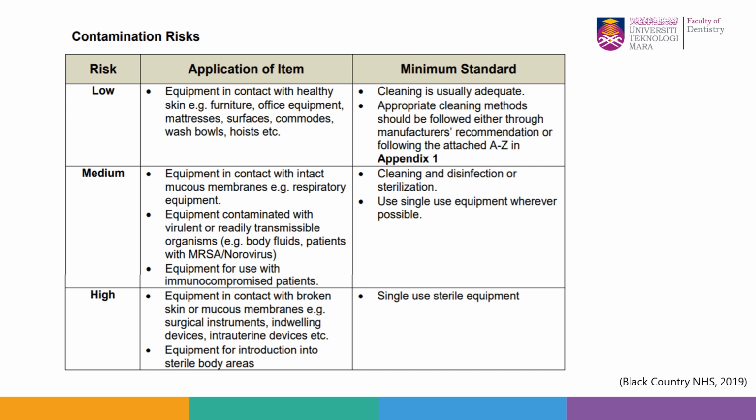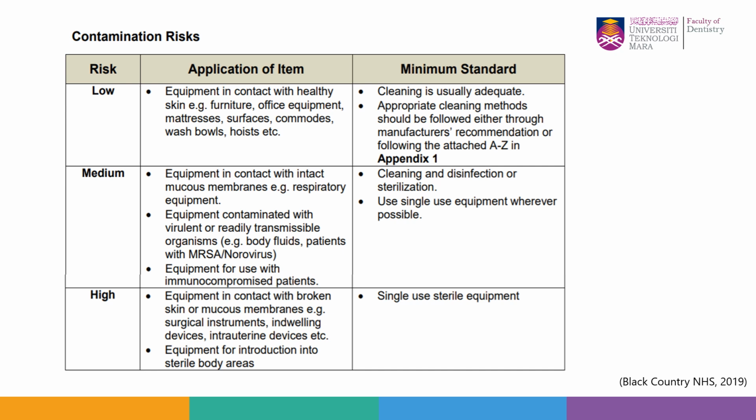Whereas the medium risk is equipment in contact with any intact mucous membranes, for example, respiratory equipment, equipment contaminated with virulent or readily transmissible organisms, and equipment for use with immunocompromised patients. Whereas the high risk is equipment in contact with broken skin or mucous membranes, for example, surgical instruments, indwelling devices, intrauterine devices. Okay, for dentistry, we deal with a lot of high risk equipment, especially for oral surgery.